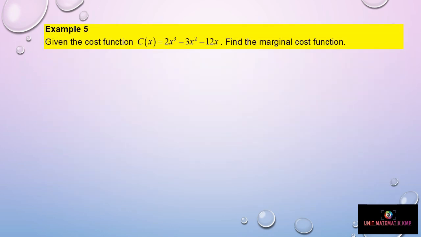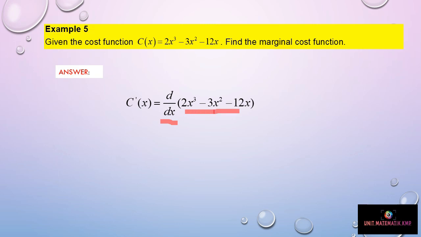Example 5. Given the cost function C(x) equals 2x cubed minus 3x squared minus 12x, find the marginal cost function. So, this is the answer. C prime x is the marginal cost, so it comes from differentiation of the cost function. So, we need to differentiate 2x cubed minus 3x squared minus 12x. So, the answer is 6x squared minus 6x minus 12.